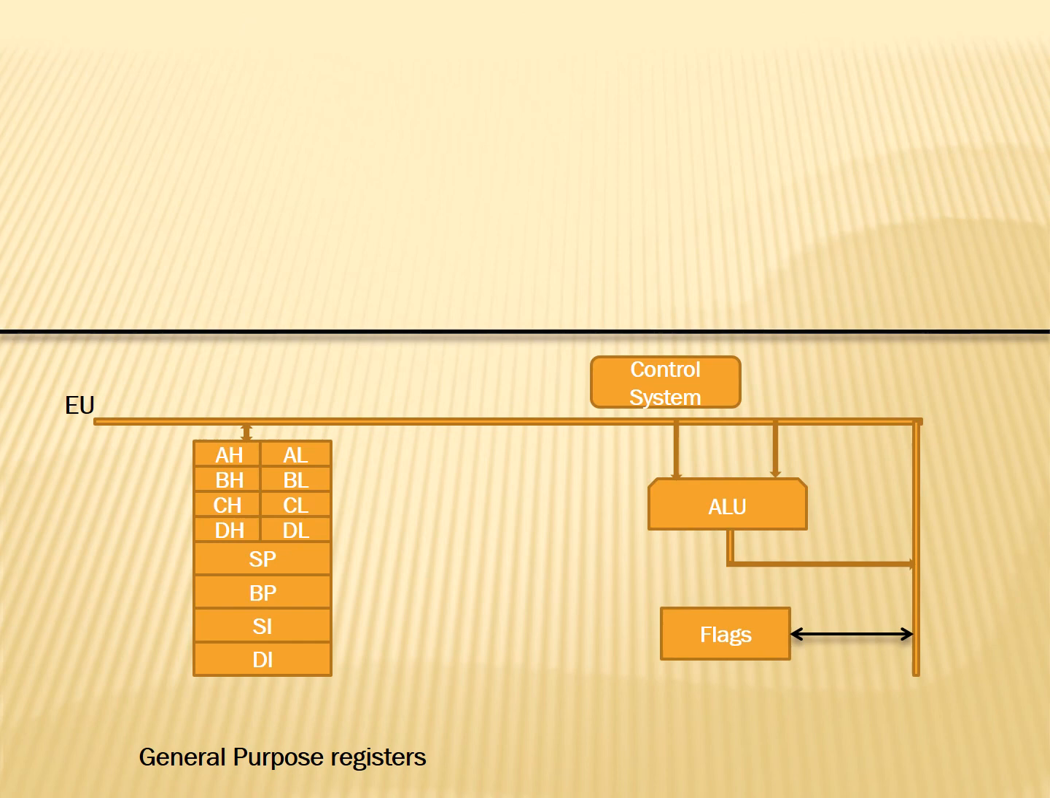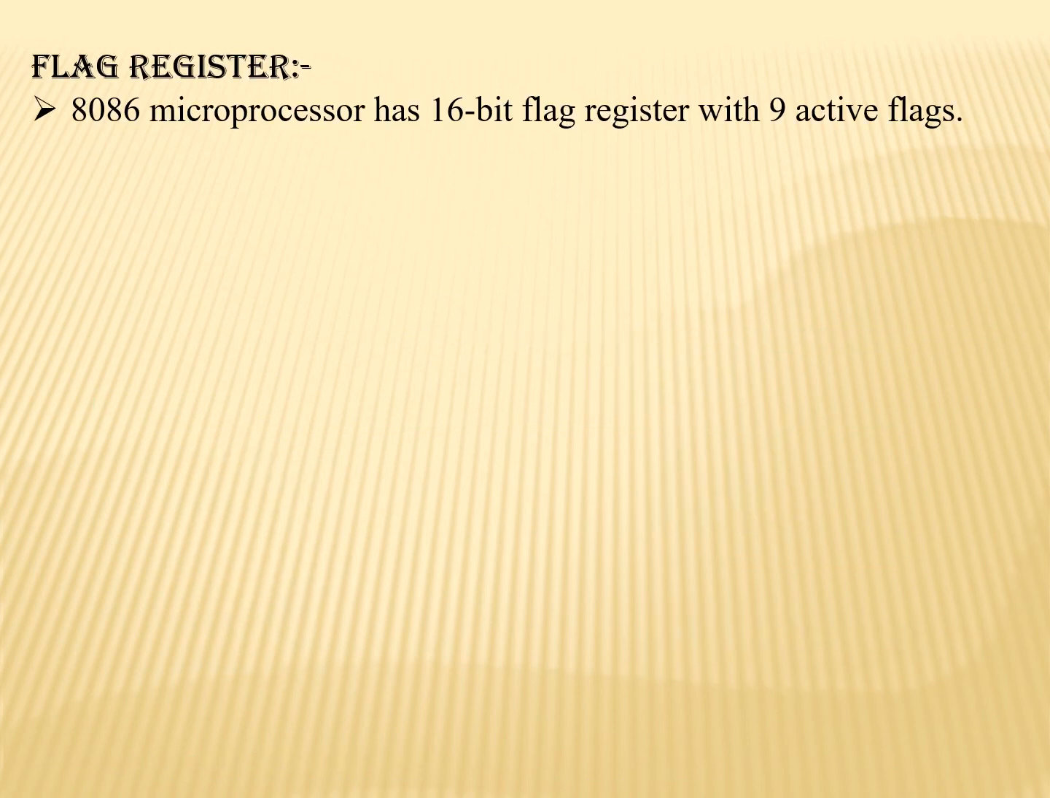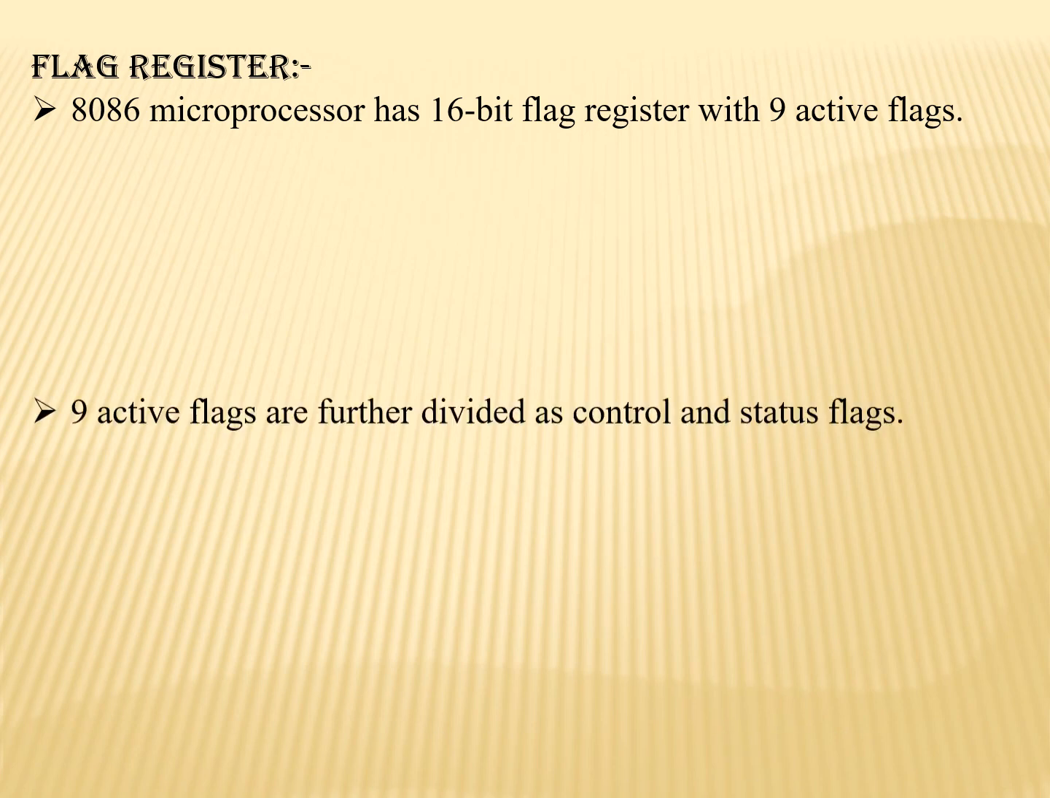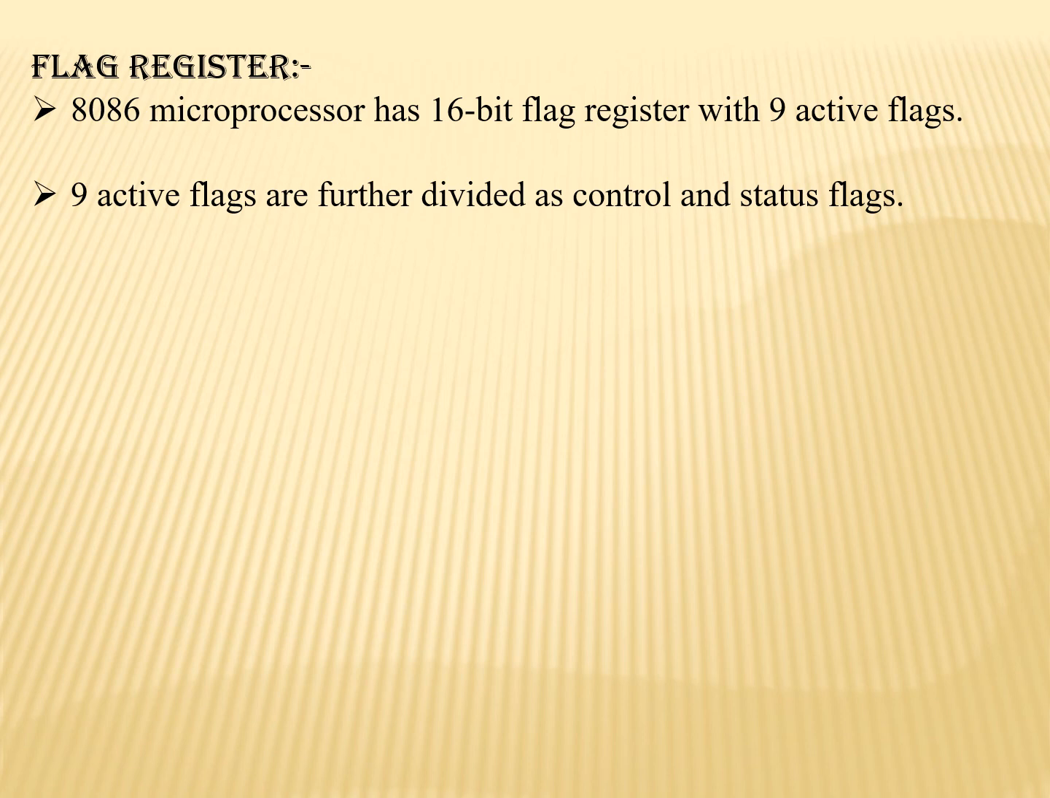Next comes the flags. Whenever we perform arithmetic and logical operations, you can see here we also have the ALU, which is 16-bit. The functions of the ALU we have already elaborated in 8085, and the similar function this ALU will be performing. The flag register is 16-bit, but we are only going to use 9 active flags. Here the flags are further divided into control flags as well as status flags. After the arithmetic and logical operation, the status of the answer will always be present in the flag register. So the 8086 microprocessor has a 16-bit flag register with 9 active flags, which are further divided into control and status flags.